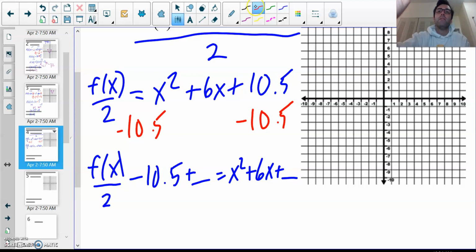Okay. Take half of 6 and then square it.